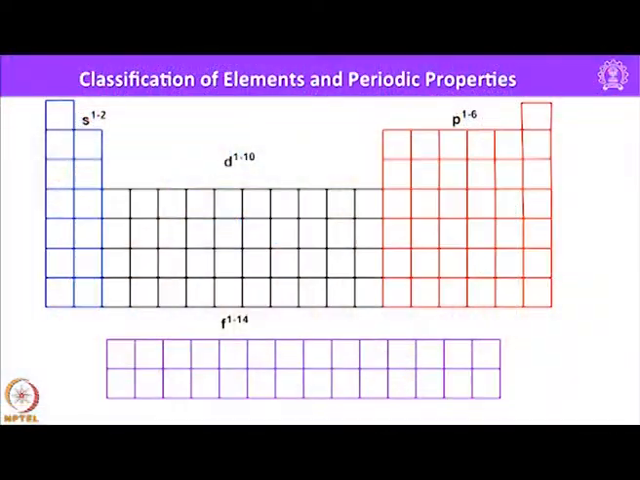So, this is how the modern periodic table looks. I have shown the skeleton here of the periodic table. You can see I have marked 4 different colors to indicate the blocks we have. The first 2 are essentially the s block.